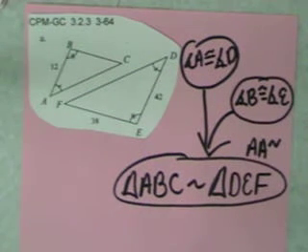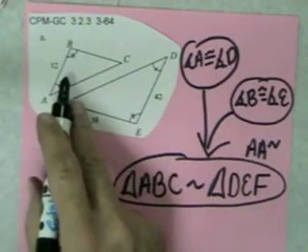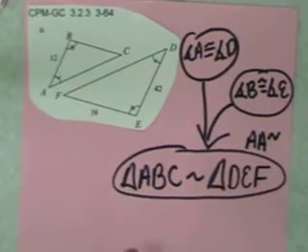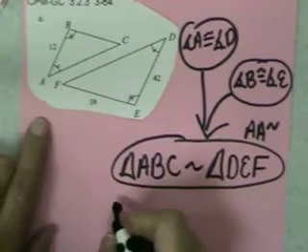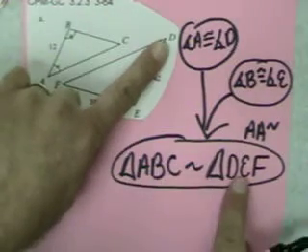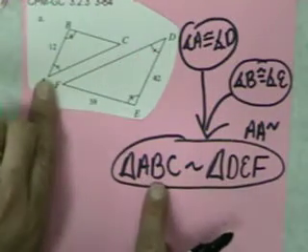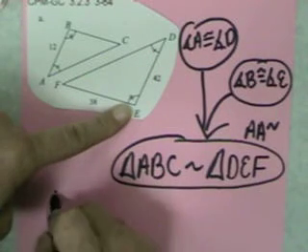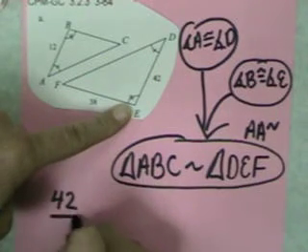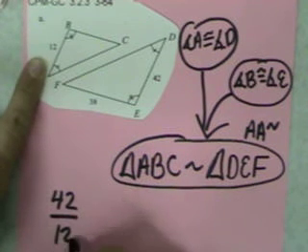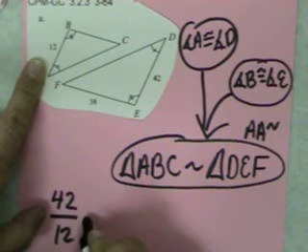Now, in question 65, it asks you to find BC. You can't find BC until you've shown they're similar. But now that I know they're similar, I can find BC. First, we already know that DE is going to be corresponding to AB. So DE is 42. And I'm going to put it over 12 because it matches up with AB. Those are the corresponding sides.